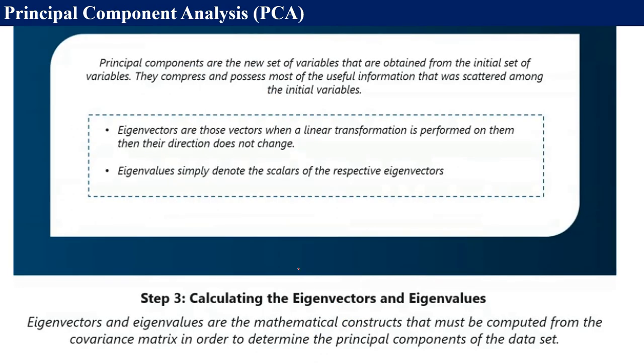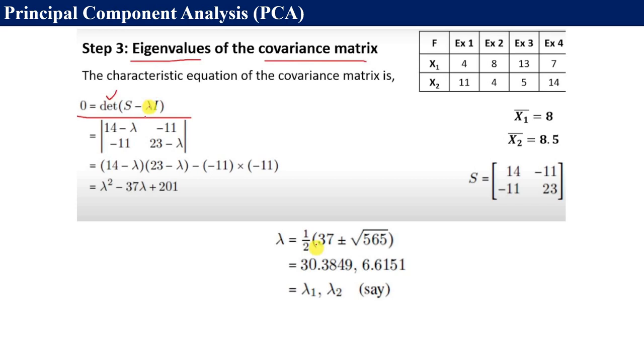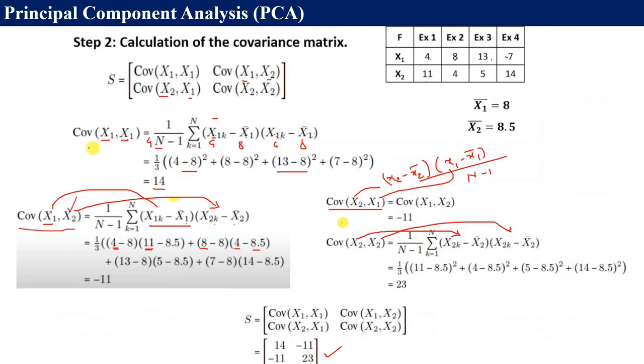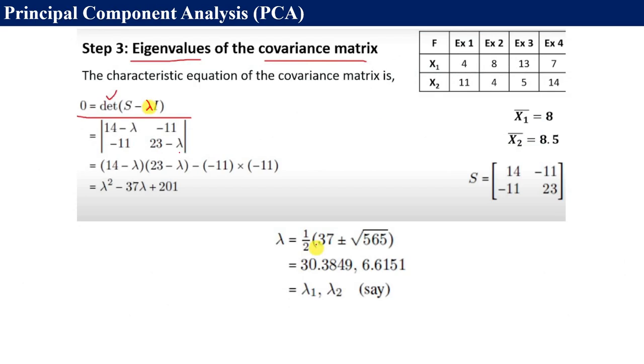The second step is to find the eigenvalues. For that purpose, we use S minus lambda I. We have already calculated: 14 minus lambda, minus 11, minus 11, 23 minus lambda. Cross multiplying, 14 minus lambda times 23 minus lambda, minus of minus 11 times minus 11. So lambda squared minus 37 lambda plus 201. We got this equation, so find the roots. The first root is 30.38 and the second root is 6.6. The first is our lambda 1 and the second is our lambda 2. So these are the two eigenvalues.